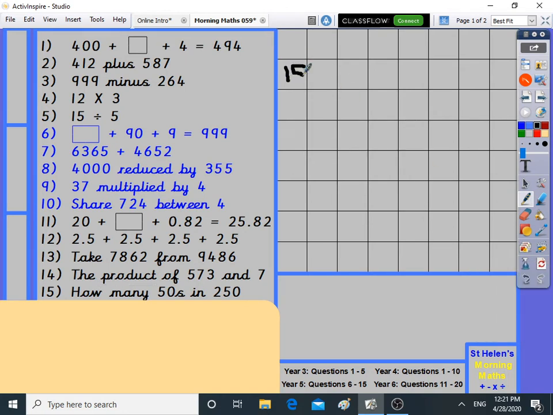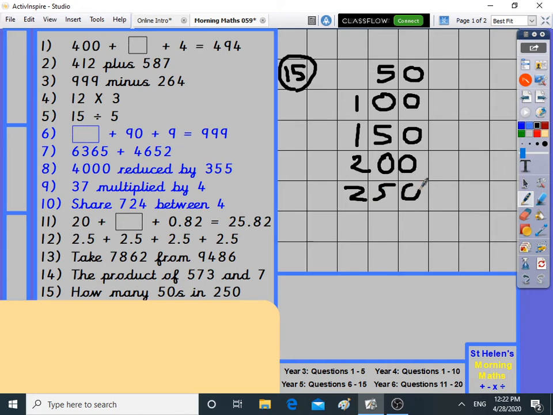How many 50s in 250? Could use the bus stop perhaps, but this is divide of course, but we're seeing how many 50s fit into 250. I'm just going to write my 50s out because it won't be that far. Hopefully you know your 50s. Should know these by the end of year 4. 50, 100, 150, 200, 250. That's as far as I need to go.